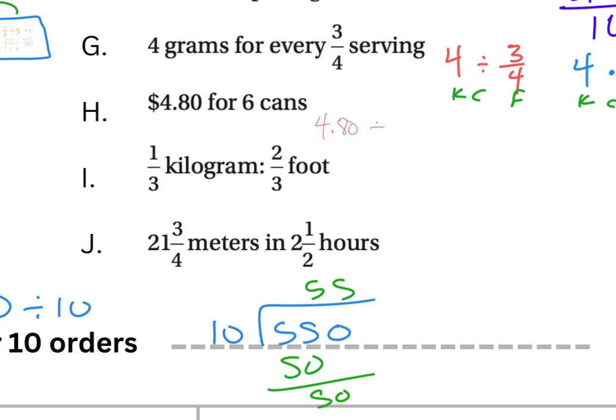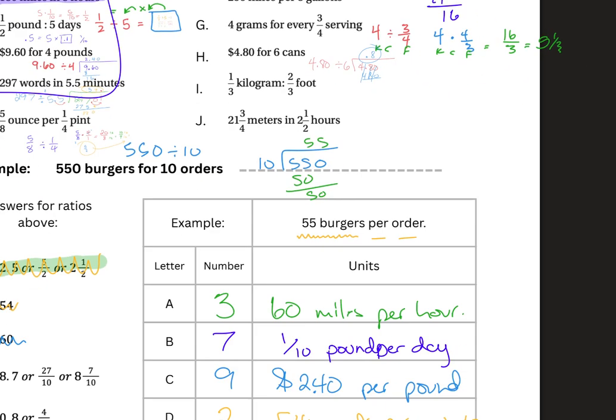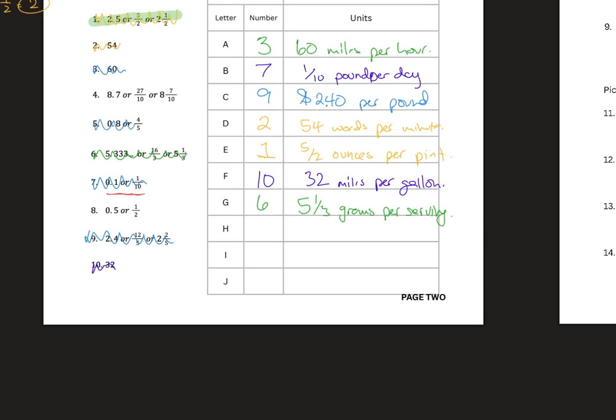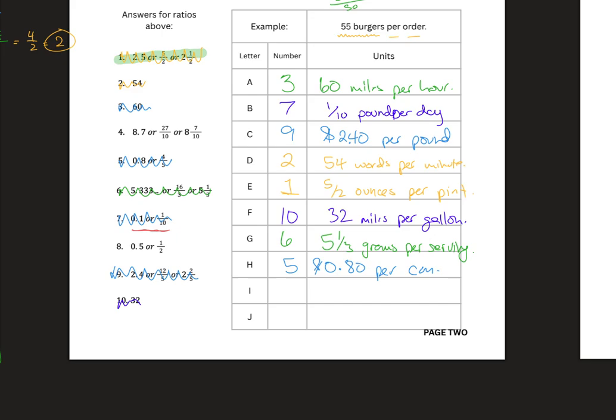Okay, now $4.80 for 6 cans. 480 divided by 6. 6 goes into 480 8 times. 6 times 8 is 48. Done, done, done. It's 0.8, so it's 80 cents per can. That is number 5, so we're going to put a 5 here. 80 cents per can.